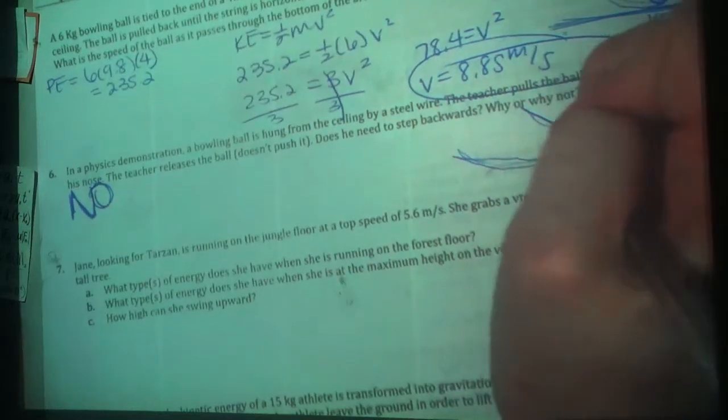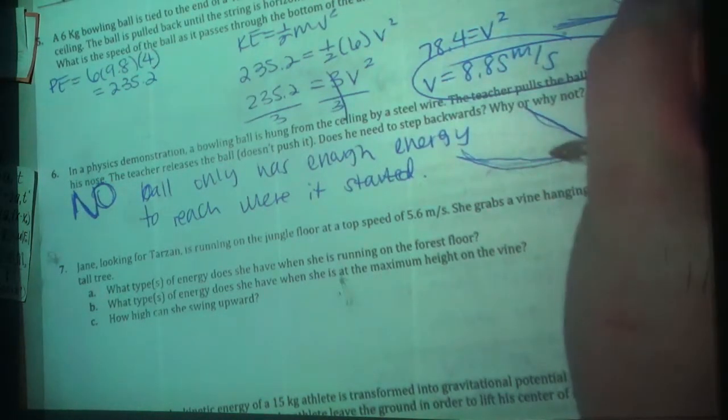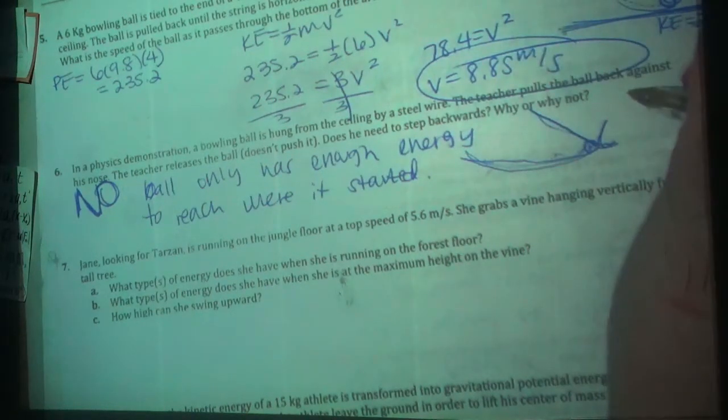If you're not giving it any extra velocity, if you're just releasing it, then it's starting with only potential energy. So if energy is conserved, then it only has enough energy to go exactly where it started. So the ball only has enough energy to reach where it started. Now, if you gave it a push, you'd be adding some kinetic energy into it, so you'd be increasing the energy in the system, meaning it could go higher than before.